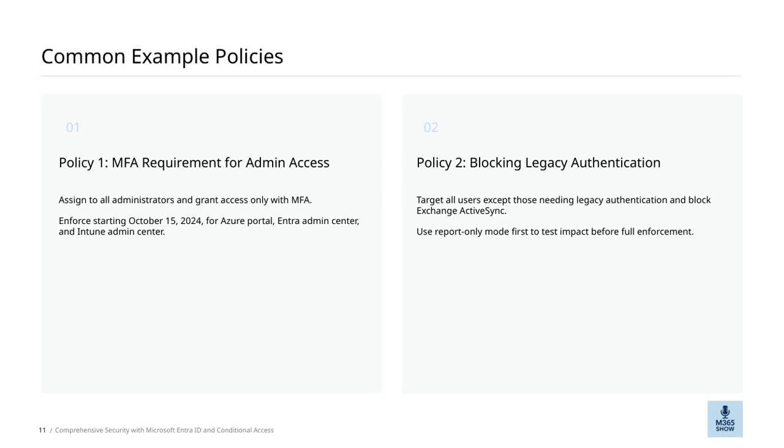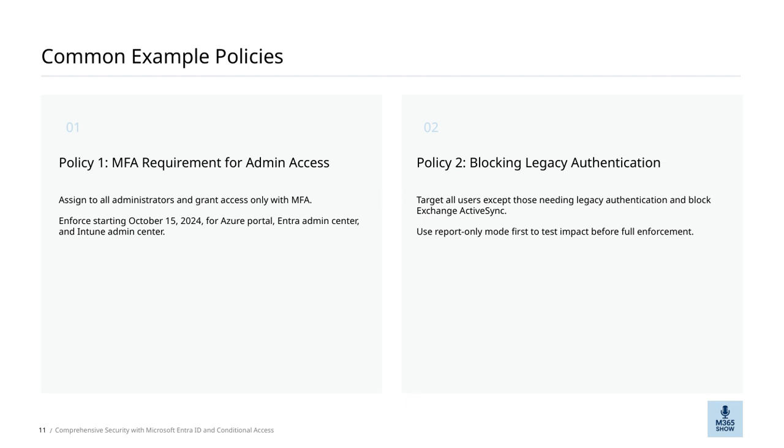Let's take a look at some common example policies we can implement to enhance our security. First, we might target all users with a policy that excludes those who need legacy authentication, and in this case, we would block Exchange ActiveSync for them.